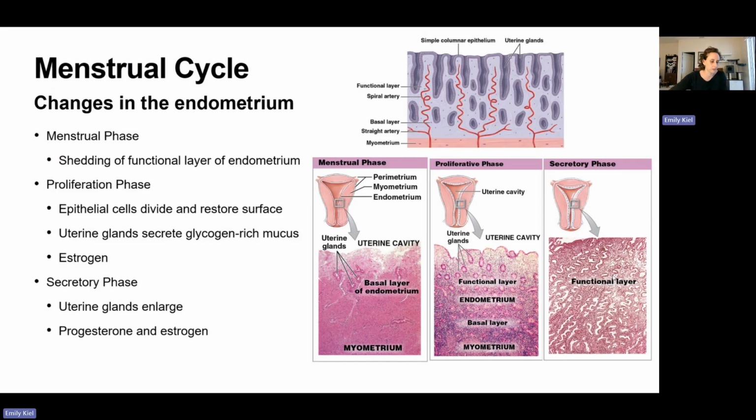And the proliferative cells come from this basal layer. So this basal layer is always going to be there. It's just, are the functional cells there or are they not? Have they been shed? That's what we're keeping track of. And I think it's good to recognize that during menstruation, it's not just straight blood that's being menstruated. Yes, there is blood involved with that straight artery, but it's also the cells of this lining and the functional layer that's being shed.